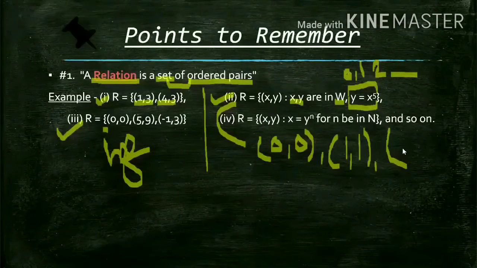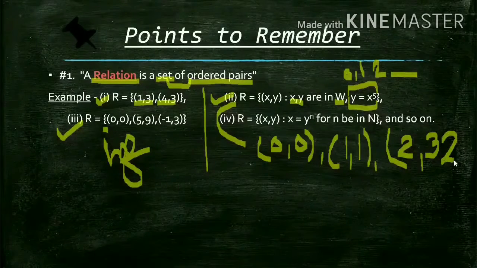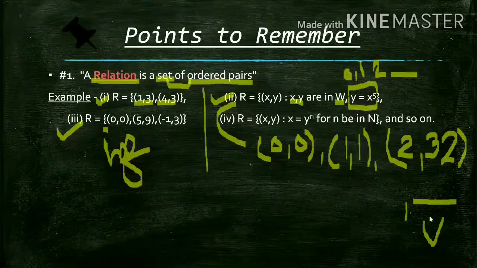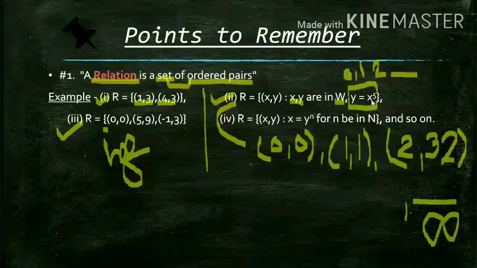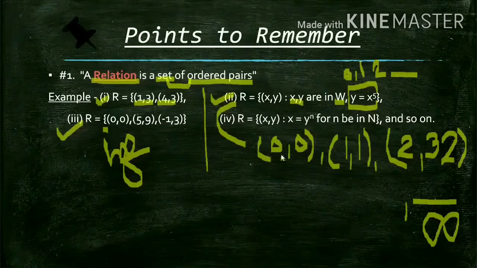Now I can put x equal to 2 as well. If I put x equal to 2, then what would be the value of y? It would be nothing but 32, that is 2 to the power 5. In a similar way, I can define the elements, and it would have an infinite number of elements, right? And they would be related like this. Like I can put 1, 2, 3, 4, and so on. So there are an infinite number of ordered pairs in this set. So it is a relation as well.